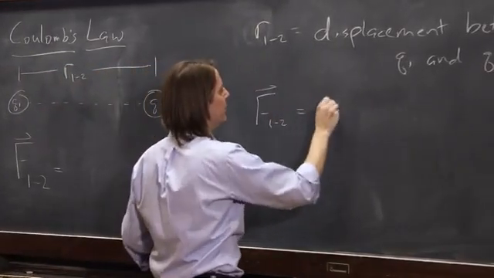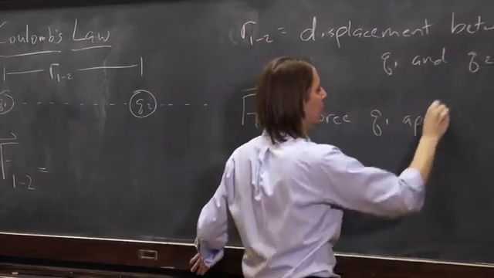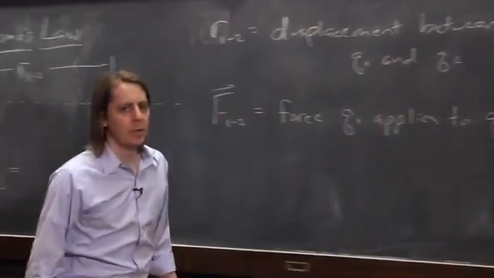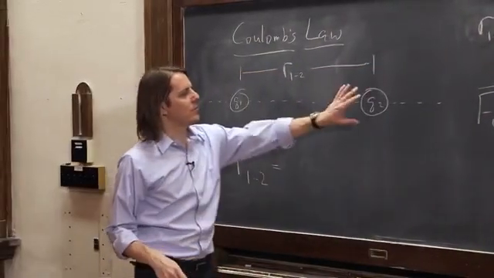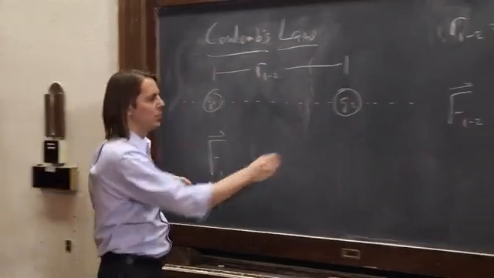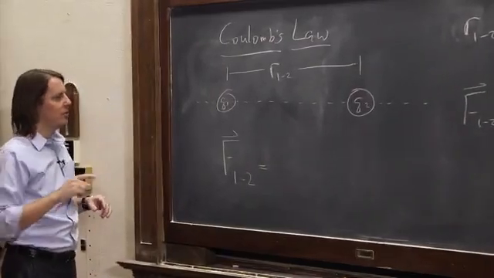F12 is the force Q1 applies to Q2. Okay? So F12 is experienced by Q2. It's applied by Q1. If you're going to draw it, you would draw it over here. F12, the force 1 applies to 2.